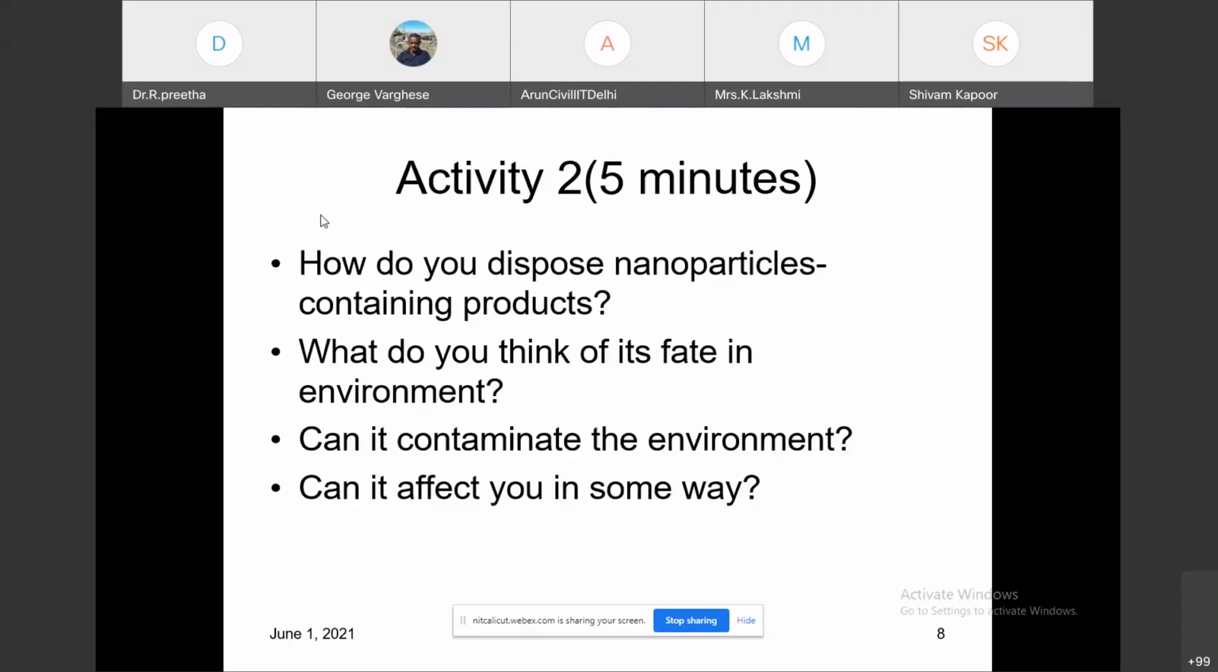So again, please take 5 minutes, just try to make some 5 or 6 points just to see how, what are the things we should be knowing to answer this question. So please take 5 minutes.